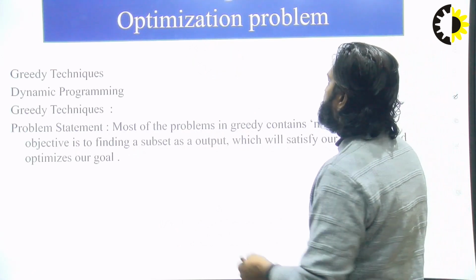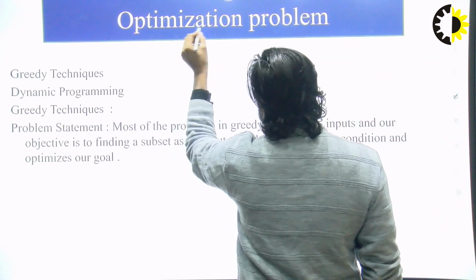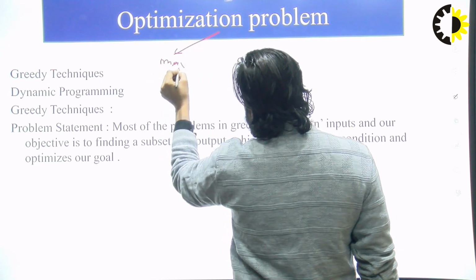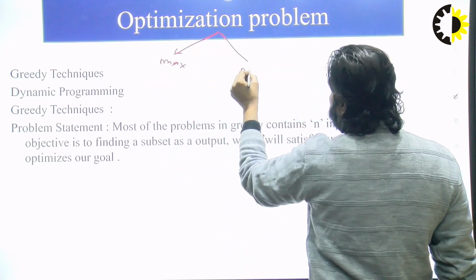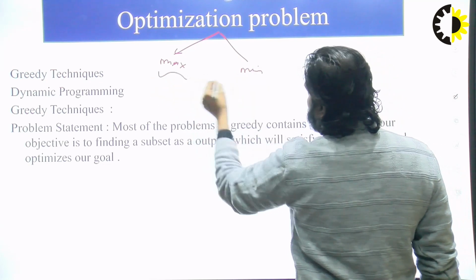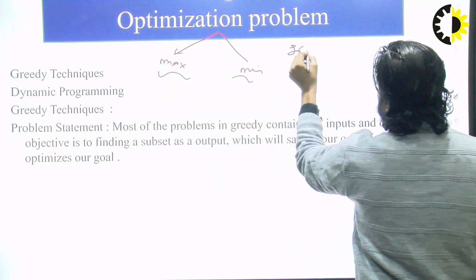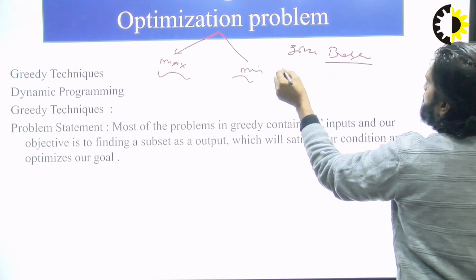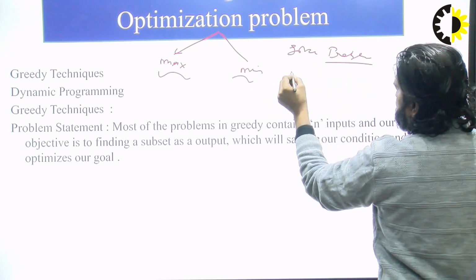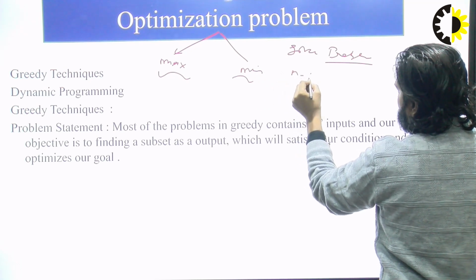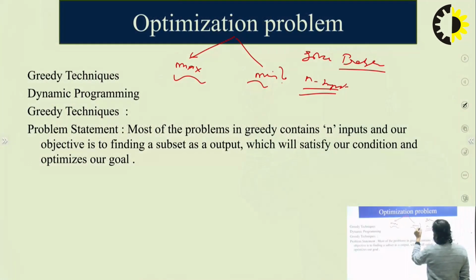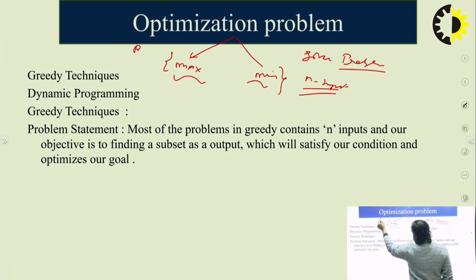Now we discuss optimization problems. To solve a problem with the help of optimization, we find a maximum and minimum value for a given problem, or for n given inputs. The result is a maximum or minimum. It's known as an optimization problem.